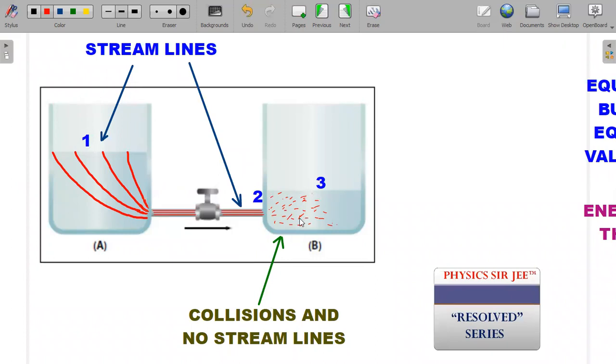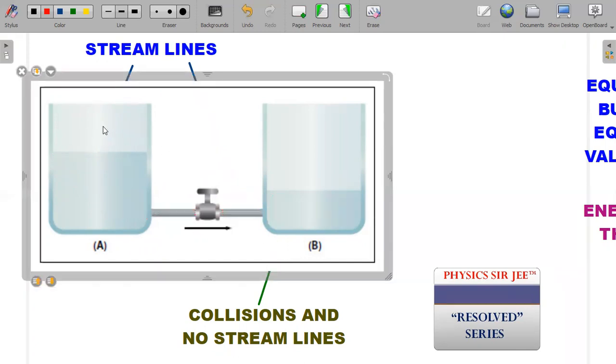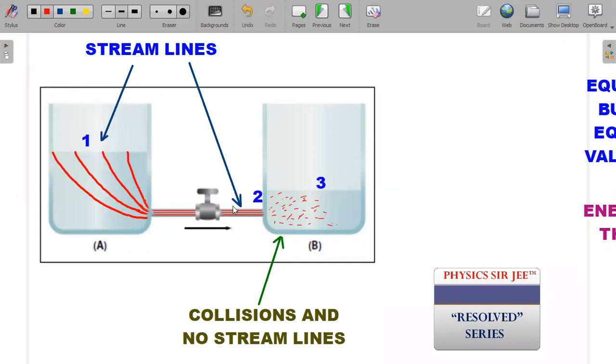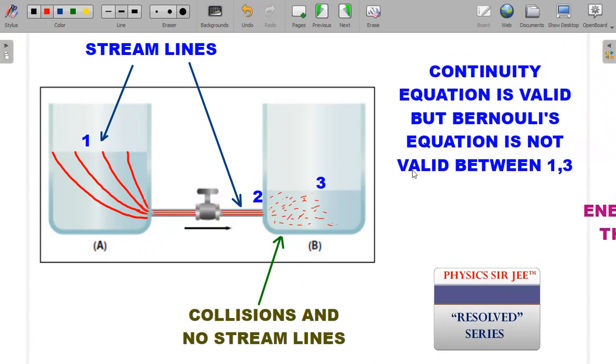So if someone asks you why Bernoulli's equation is not valid from 1 to 3, you could say that there are energy losses due to inelastic collisions that are happening. Is Bernoulli's equation still valid between 1 and 2? Yes, it is, because the streamlines do exist up till this point, there are no obstacles, and no collisions happening up till this place. It happens just after.